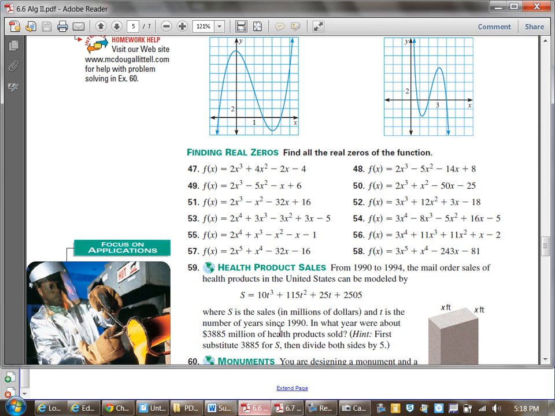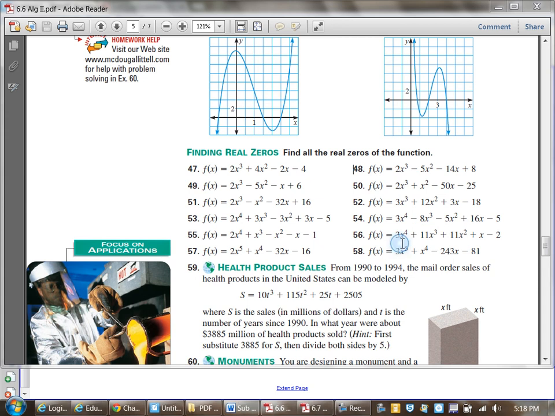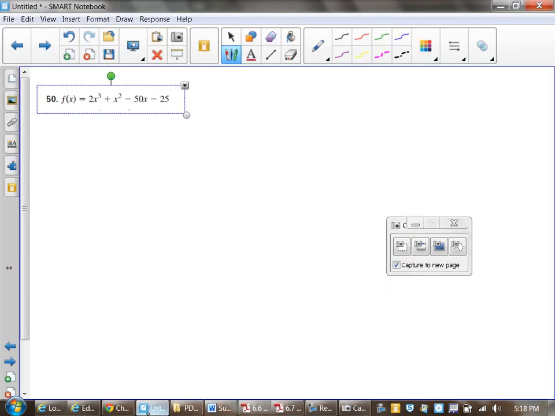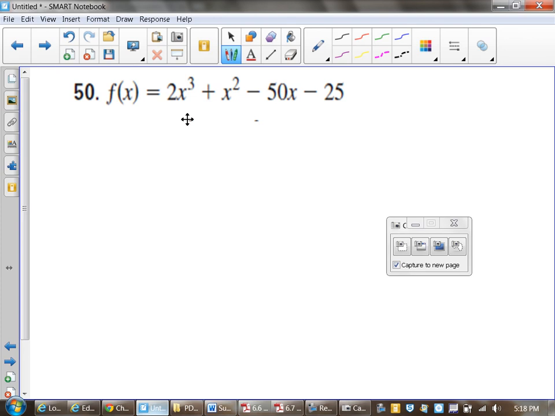As you get into 48 through 58, the sections in here, what happens a lot of times is that, for example, in number 50, these wind up being trick questions. If you look at it, you have 4 terms, and you could probably get GCFs. You don't need to always use synthetic. Use the skills that you know how to factor.